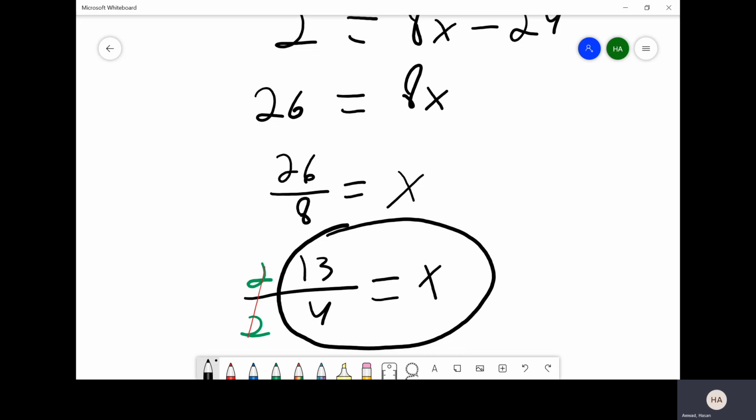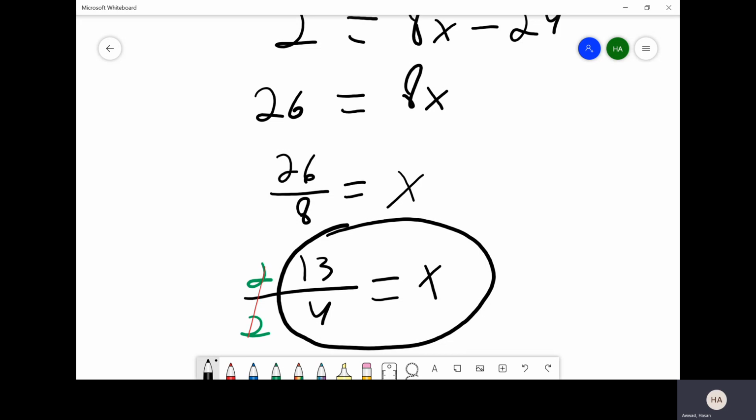Okay, so now we've solved for x. We've also found the domain of the equation. So basically this is saying that the equation is defined for all numbers except when x would be 3. And here we know that the solution to the equation, x is equal to 13/4.